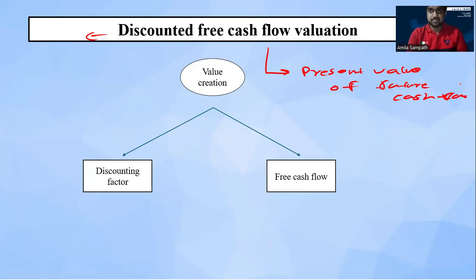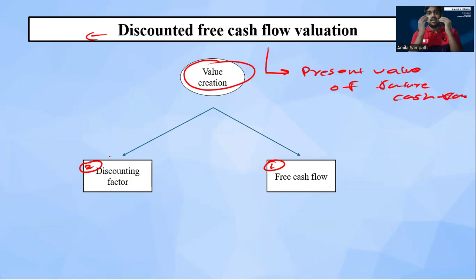Simply, we derive the value of the business using what? Using the present value of the future cash flows. We can identify two main value creation factors under the discounted free cash flow valuation method. First one is the free cash flow. Second one is the discounting factor.